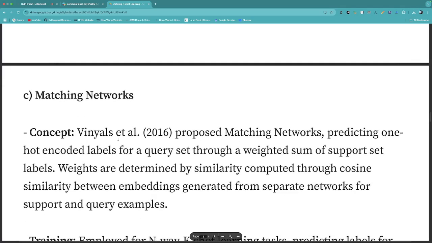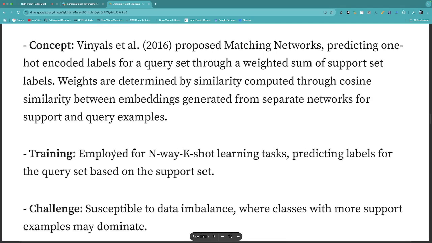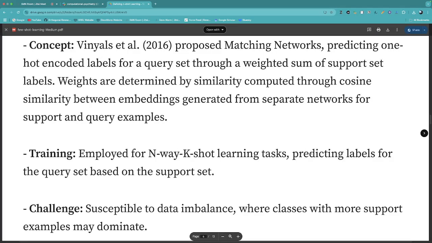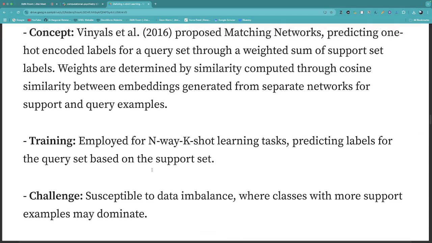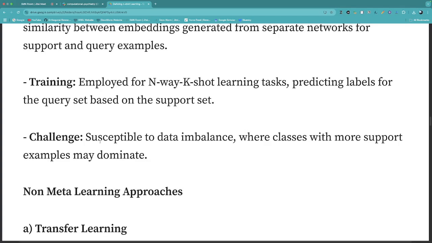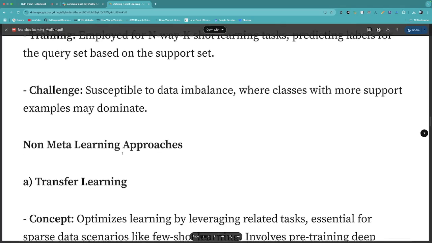Vinyals et al. 2016 proposed matching networks, predicting one-hot encoded labels for the query set through a weighted sum of support set labels. Weights are determined by similarity computed through cosine similarity between embeddings generated from separate networks for support and query examples. This is employed for N-way K-shot learning tasks, predicting labels for the query set based on the support set. Then the challenge is that it's susceptible to data imbalance, where classes with more support examples may dominate.